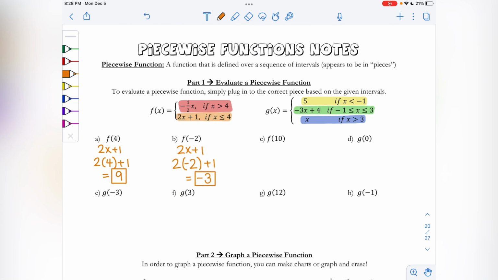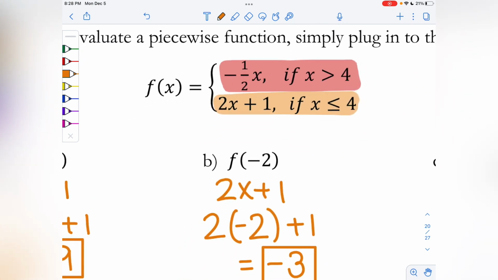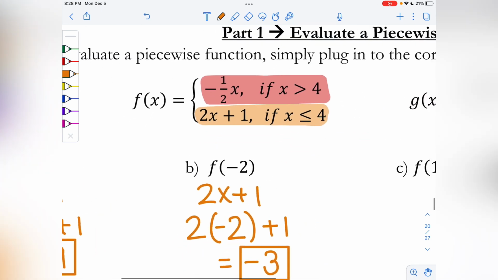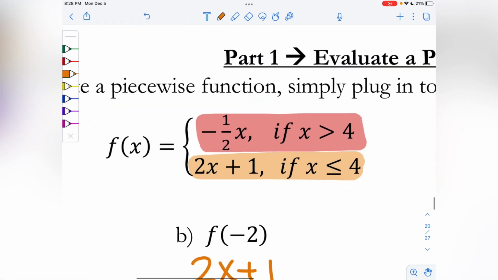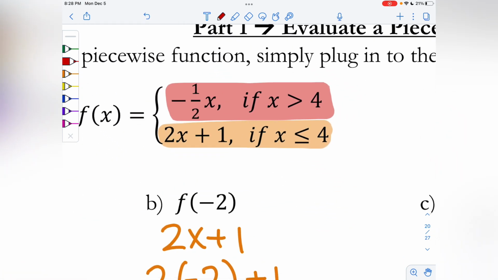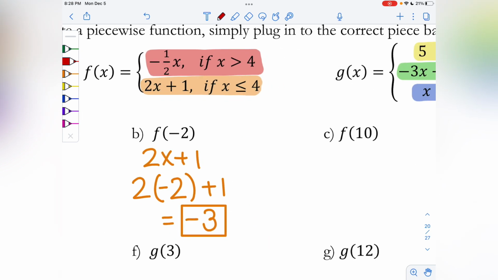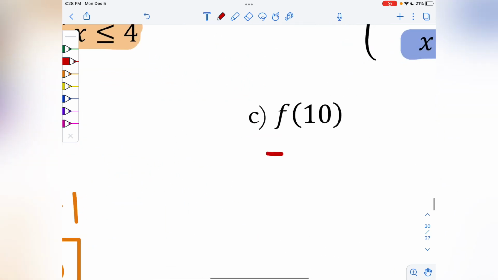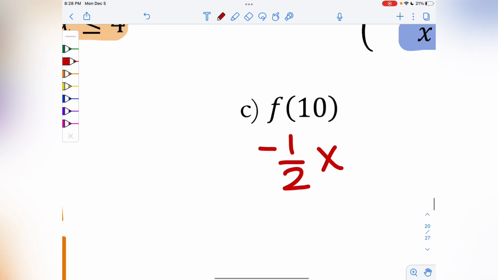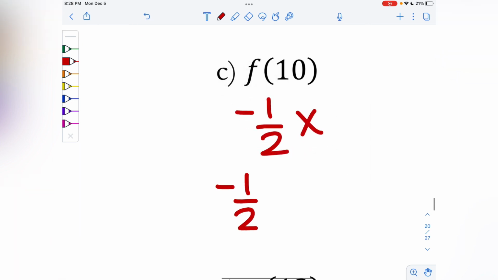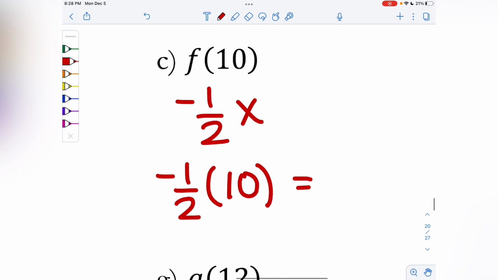The next example says f of 10. So again, we are still working in that f function. And this time we're plugging in the number 10, which is larger than the number 4. So I am now going to plug into the red function, this one. So we plug in to -1/2 x. So we're going to do -1/2 times 10, which is -5.